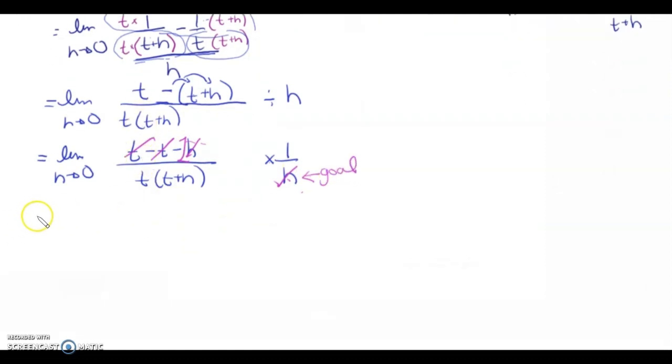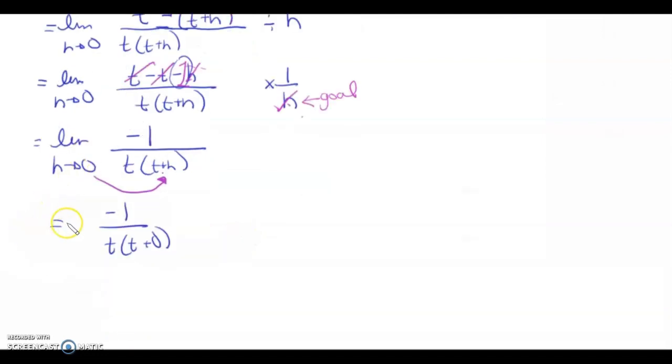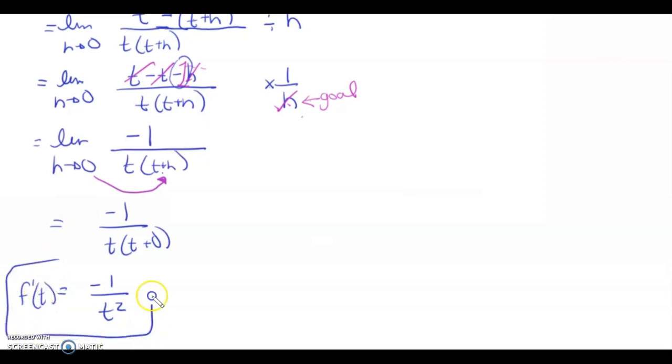So now what we have left is, and I'll write it one more time, the limit as h approaches 0, negative 1 in the numerator. You can't forget about that negative sign because it was negative h, and then over t plus h. At this point, we're going to sub in the 0, and we no longer have to write the limit. So we're going to get negative 1 over t times t plus 0. I'll write it all out this time. And then we get negative 1 over t squared. And I'll box that answer.